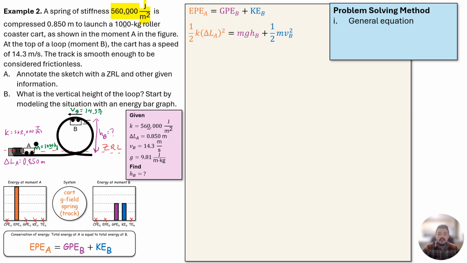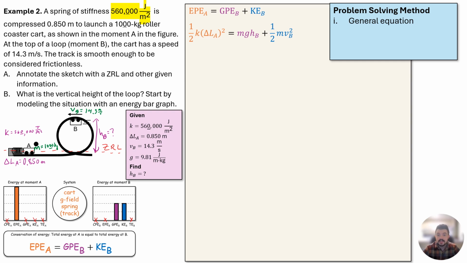And then gravitational energy can be modeled as mass times gravitational field strength times height. And I've annotated that height with the subscript B to indicate that we're talking about the height at moment B. And the kinetic energy can be modeled as 1/2 the mass times the speed at B squared. You'll notice I'm keeping some color coding going. The elastic stuff is orange, the gravitational energy stuff is purple, the kinetic energy stuff is blue.